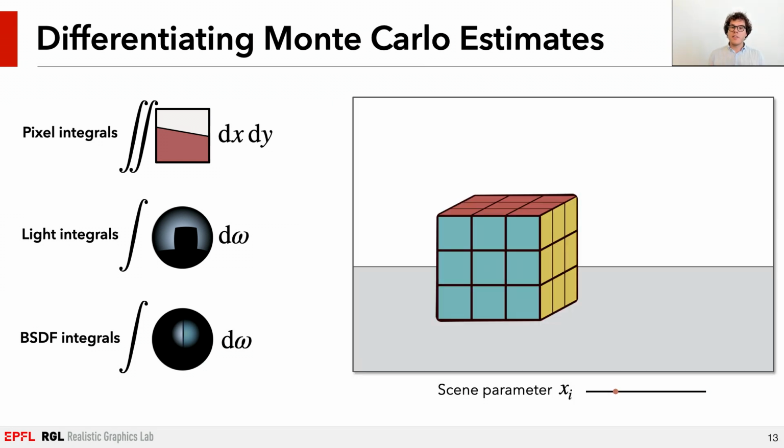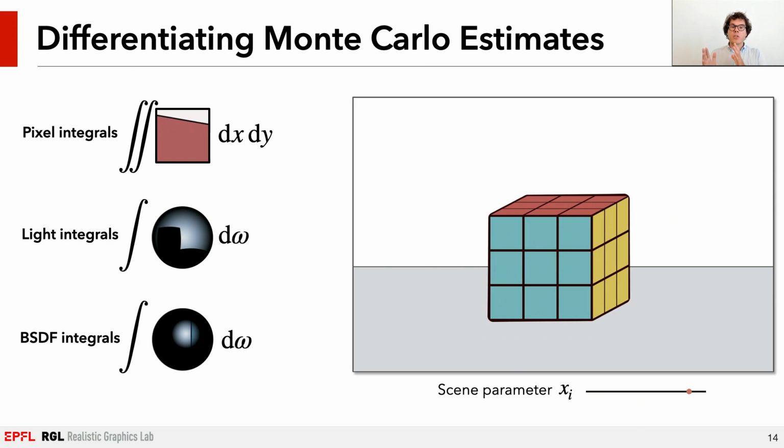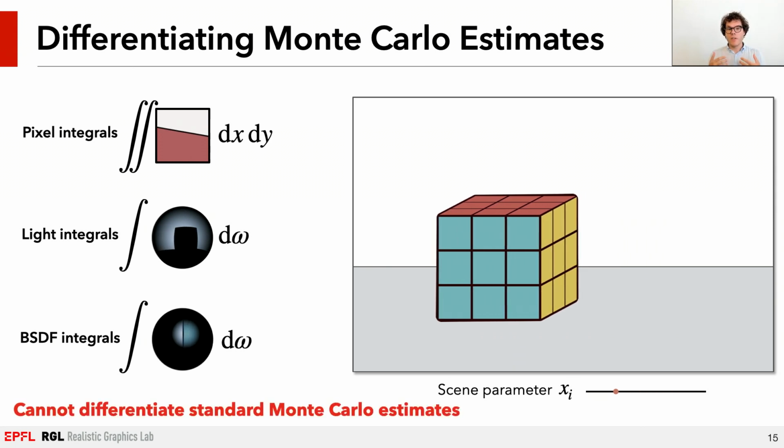Now, having discontinuities in a renderer is normally no problem at all during rendering, but it turns into a major issue when we now want to differentiate shapes. And the reason for this is that changing shape parameters like vertex positions is now going to move these discontinuities around in all of the integrals.